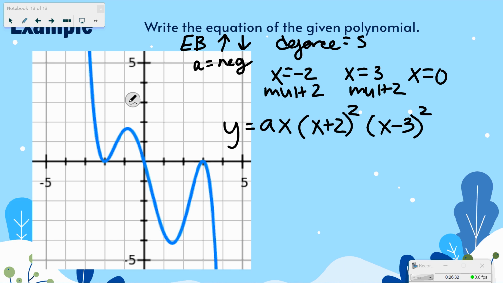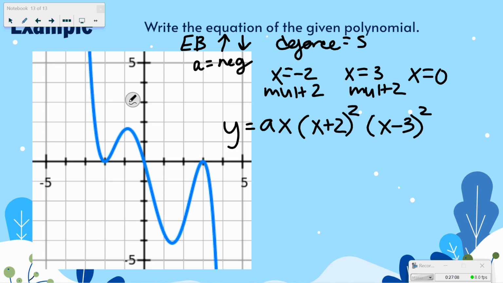Okie dokie, so what's left to do, everybody? Plug something in to solve for what value? Great. All right, so how can I solve for a? What should I be plugging in to solve for a? 0, 0. All right, so let's think about if I plugged in 0. I'd have a times x, which would be 0. So a times 0 would just give us 0. So that's not helping me solve for a. Let's find something else. What else do you see, Alex?